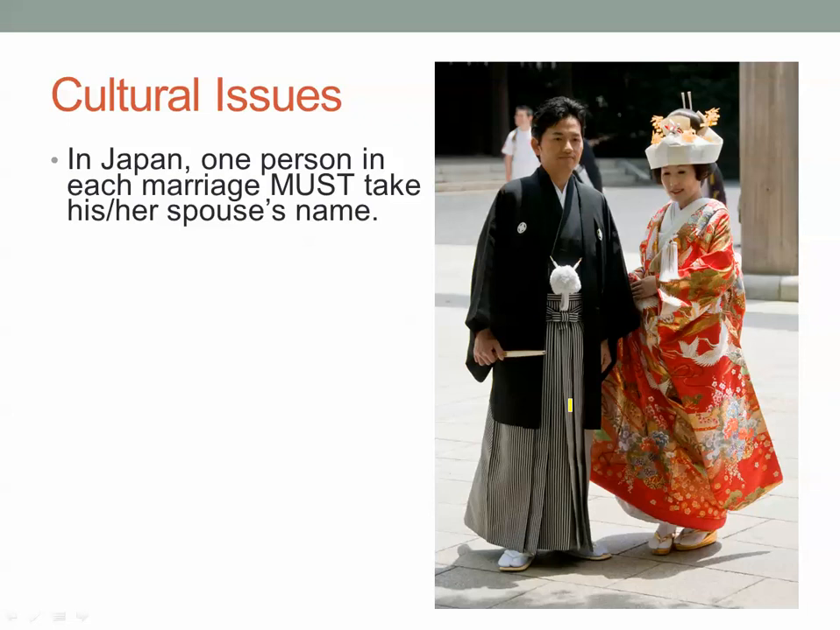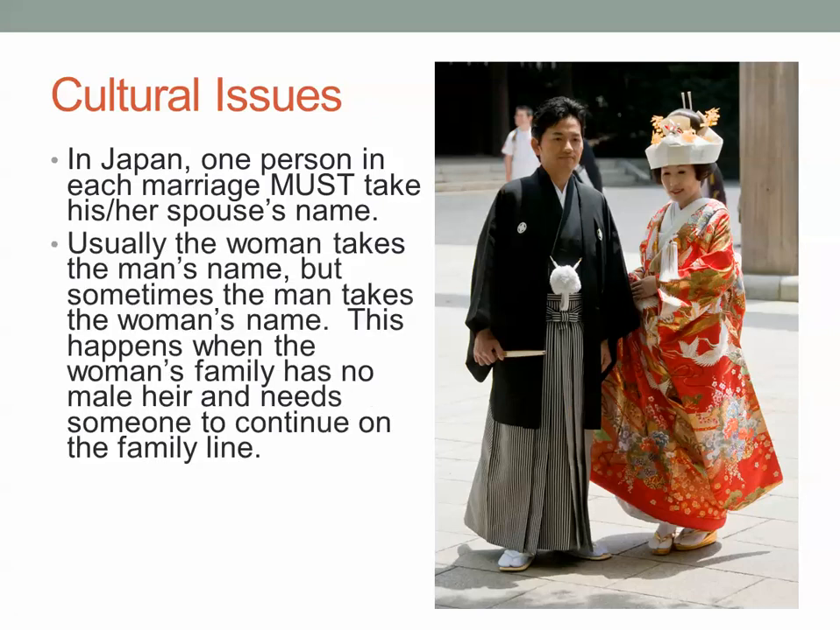And the Japanese system is very similar, of course, to the system that we're accustomed to in the United States. Usually, the woman takes the man's name, but sometimes the man takes the woman's name. This doesn't happen very often in the United States, very rarely, as a matter of fact. I've only known one person who's ever done that. This happens when the woman's family has no male heir and needs someone to continue on the family line.